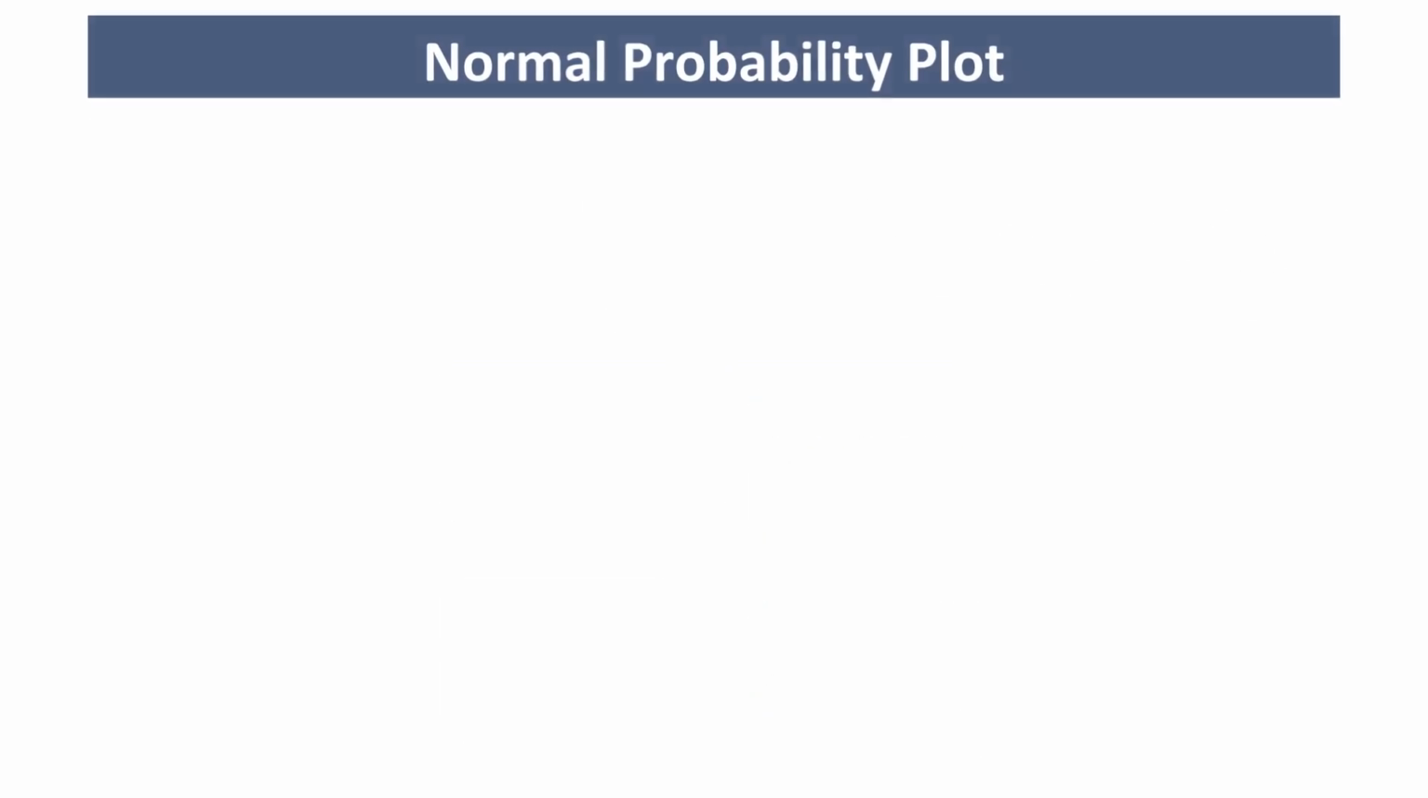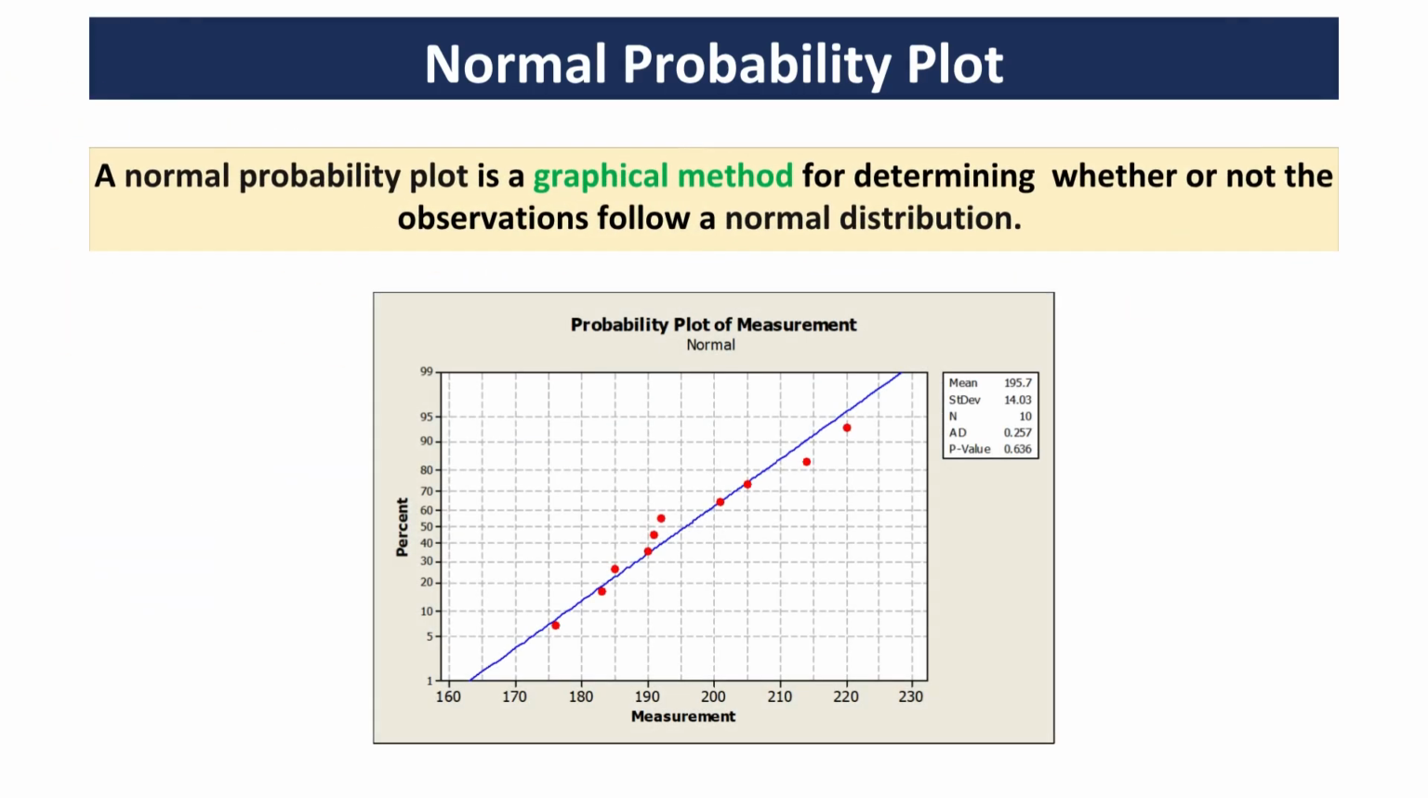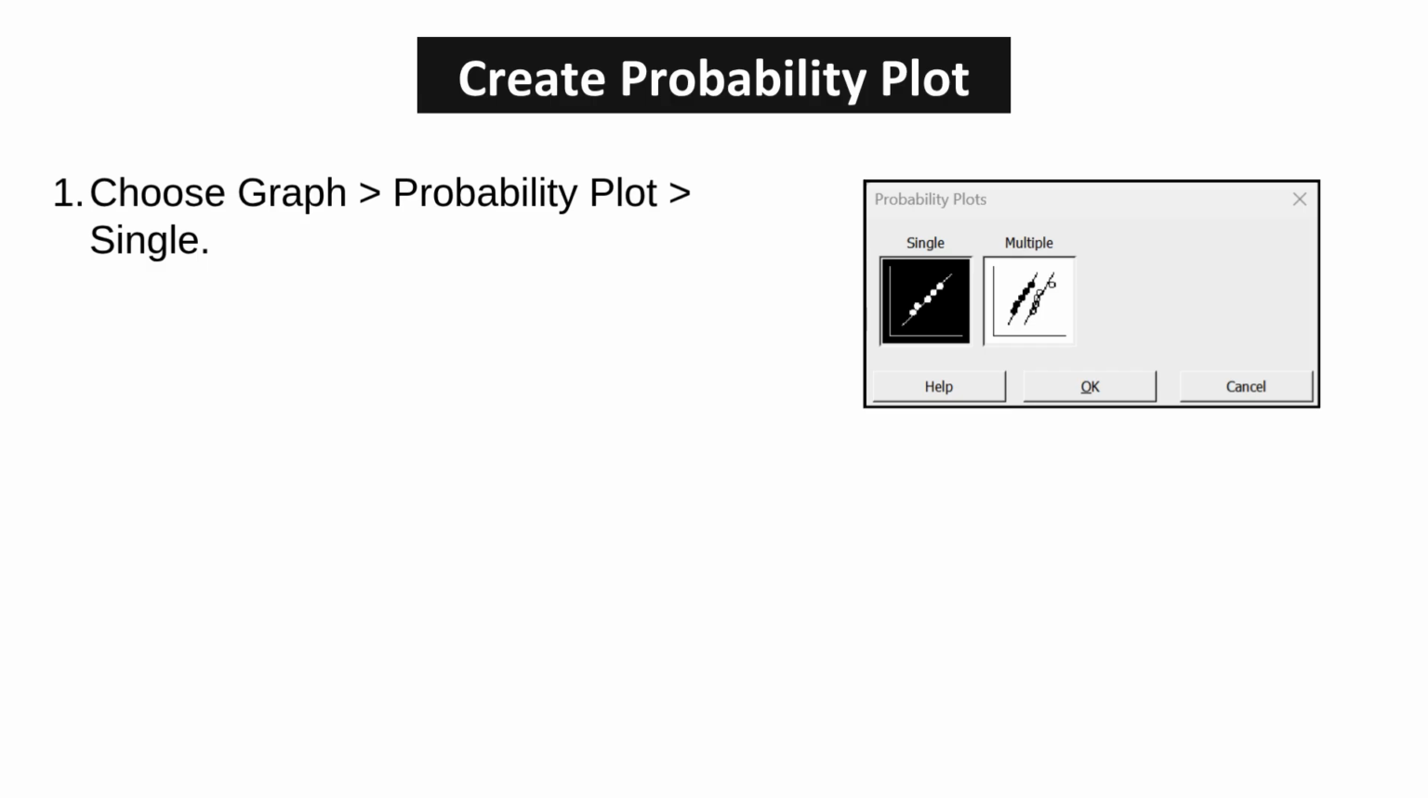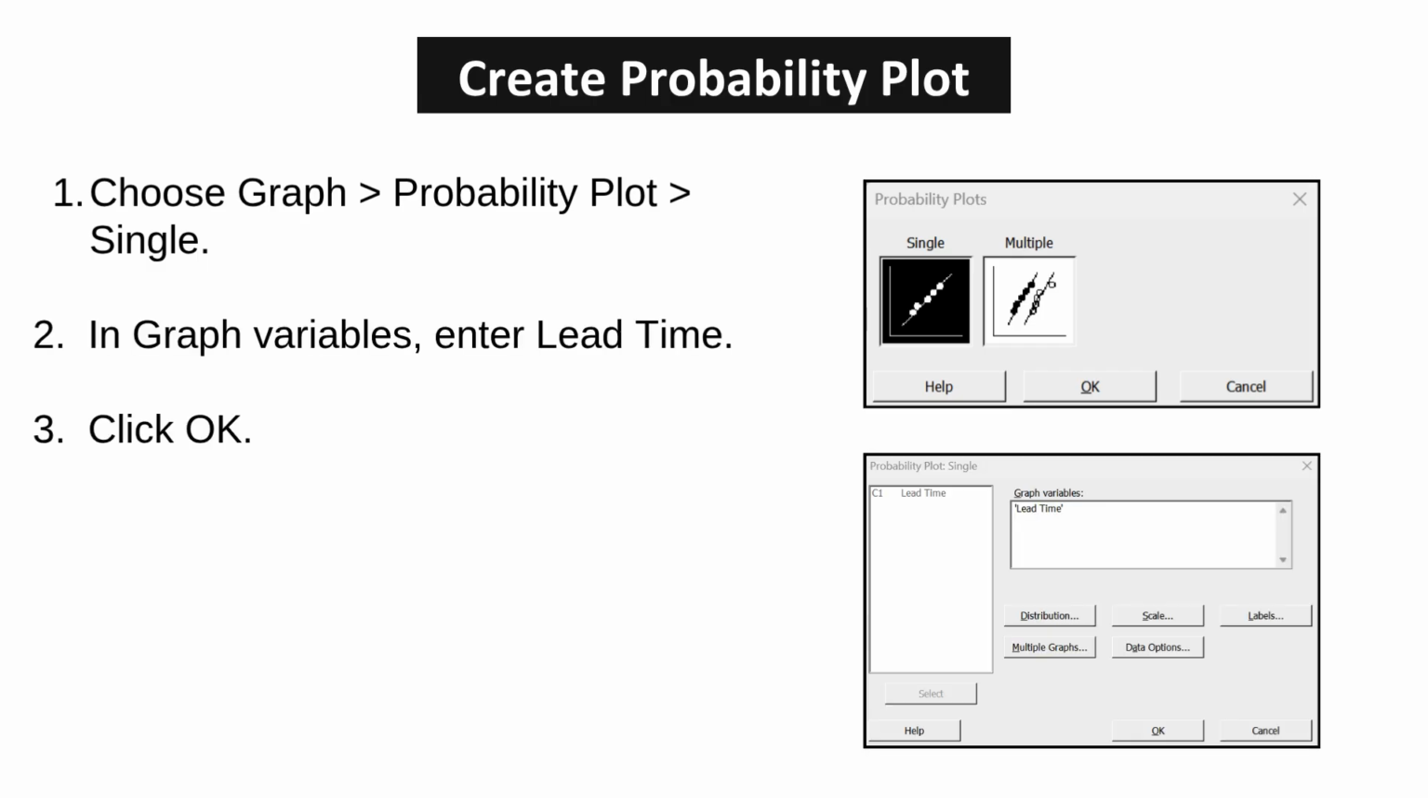Normal probability plot. A normal probability plot is a graphical method for determining whether or not the observations follow a normal distribution. If the data points form a straight line, it indicates the data is likely normally distributed. Deviations from a straight line suggest the data may not be normally distributed. Choose Graph, Probability Plot, Single. In Graph variables, enter lead time.